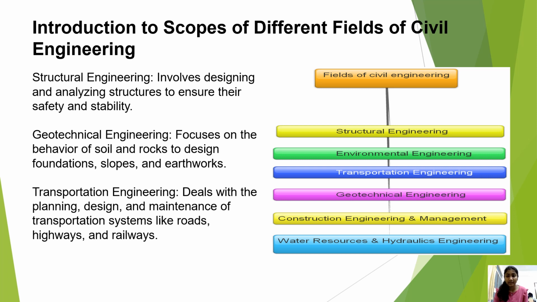Here you can see in the figure there are so many types: structural engineering, environmental engineering, transportation engineering, geotechnical engineering, construction engineering and management, and water resources and hydrology. In brief, structural engineering involves designing and analyzing structures to ensure their safety and stability. Geotechnical engineering focuses mainly on the behavior of soil and rocks to design foundations, slopes and earthworks. Transportation engineering deals with planning, designing and maintenance of transportation systems like roads, highways and railways.